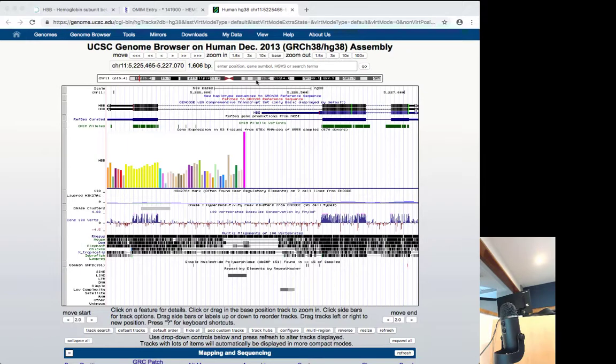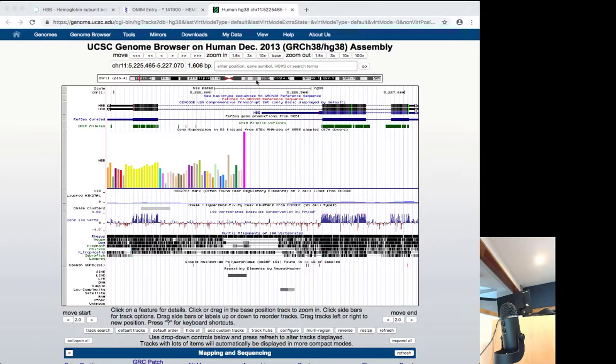So in the cell, DNA is not free. It's wound around histones. And the DNA that is wound around histones is not accessible for DNases. So it was an easy way to map what regions of the genomes were wound around the histones.